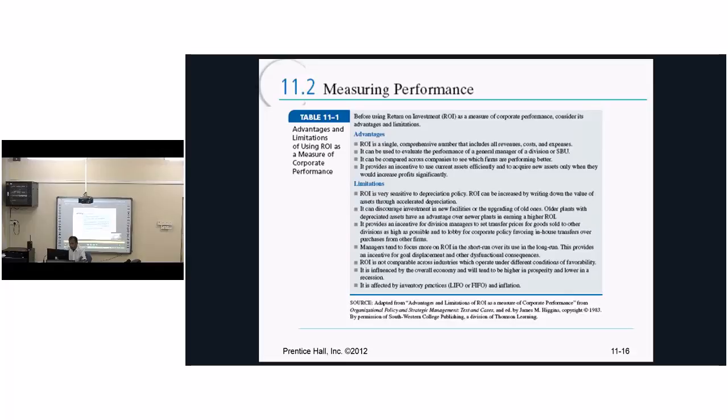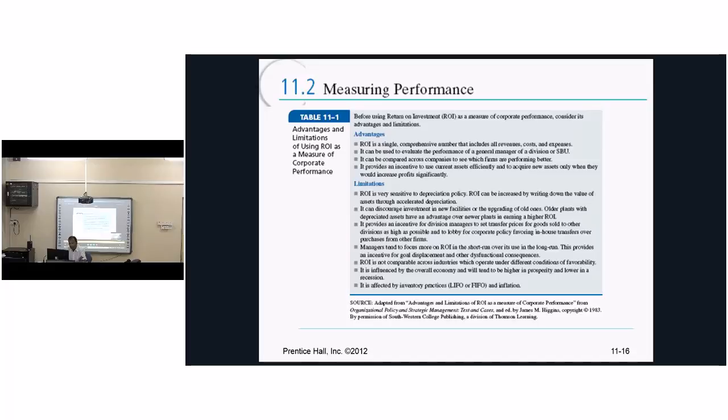For example, if you have accelerated depreciation, if you depreciate your assets faster, ROI can be improved. Whereas if you have a slow depreciation policy or a very liberal depreciation policy, then ROI will be lower.